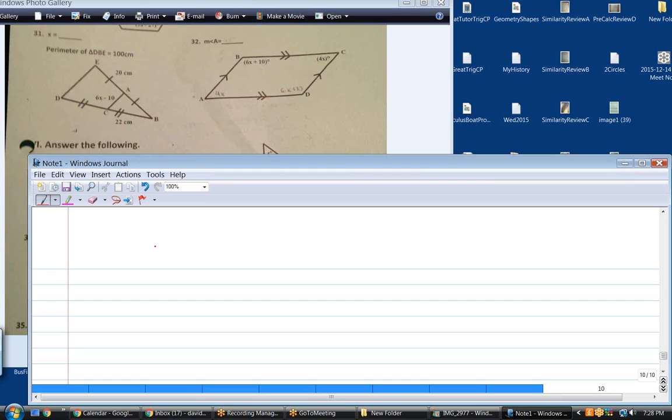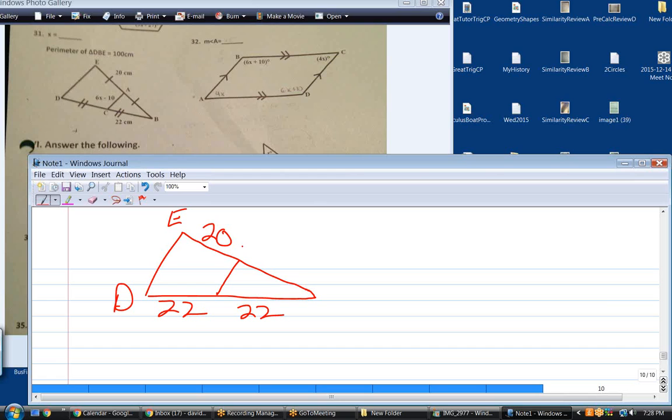So if I want to label this picture, this time I'm not going to separate it out. Maybe it doesn't help. I'm just going to label everything I know. That's 22. That's 22. That's 20. What is it from A to B? Wouldn't that also be 20?